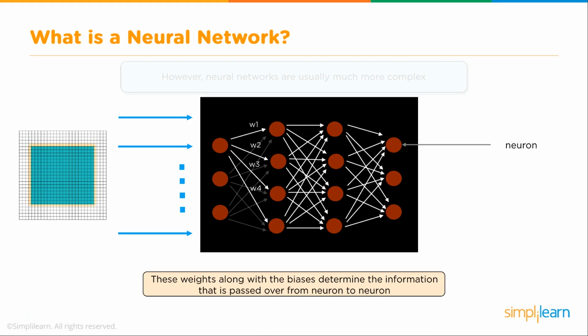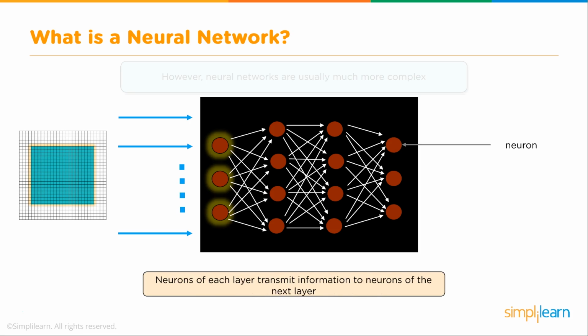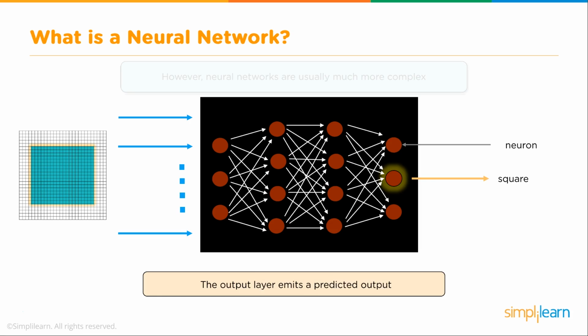Or if you're doing y equals mx plus c, it would be the m value. Neurons of each layer transmit information to neurons of the next layer. And you can see here as they light up going across into the final layer, and then to the output. In this case, the output is going to be either a square in this one, or it might light up the other one, which is a circle. The output layer emits a predicted output.